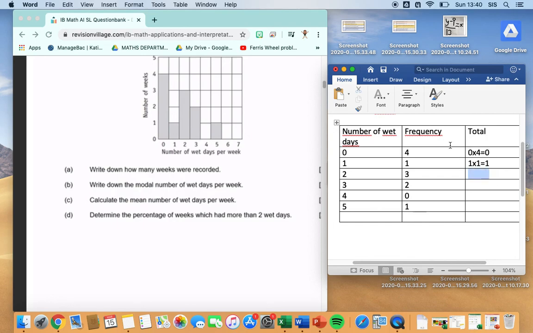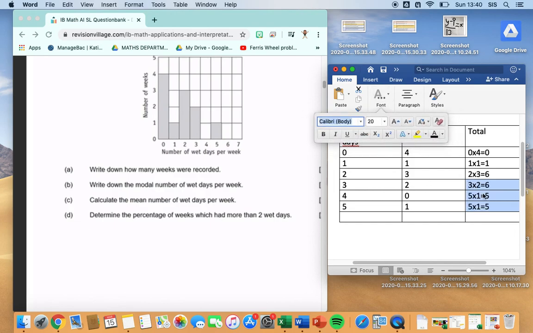Whereas for the next bar, it changes slightly and it should start making a little bit more sense. For this bar, there are 2 wet days and this happens 3 times. Therefore, this bar gives a total of 6 days. And if we continue the pattern by multiplying across these numbers, we get the following totals: 1, 6, 6, 5 and 5.